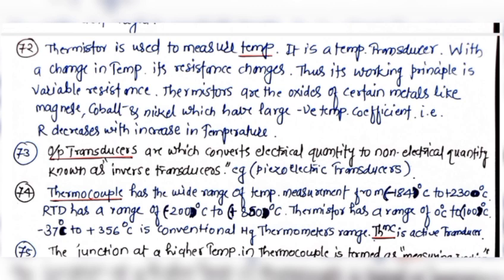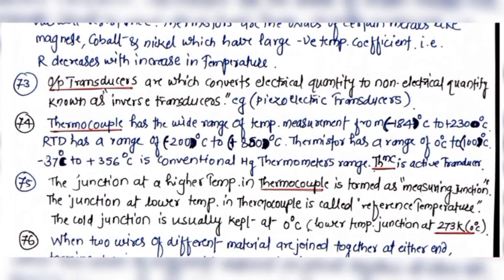Thermistor is used to measure temperature. It is a temperature transducer. With a change in temperature, its resistance changes. Thus, its working principle is variable resistance. Thermistors are made of oxides of certain metals like manganese, cobalt, and nickel, which have a large negative temperature coefficient. That is, resistance decreases with the increase in temperature.